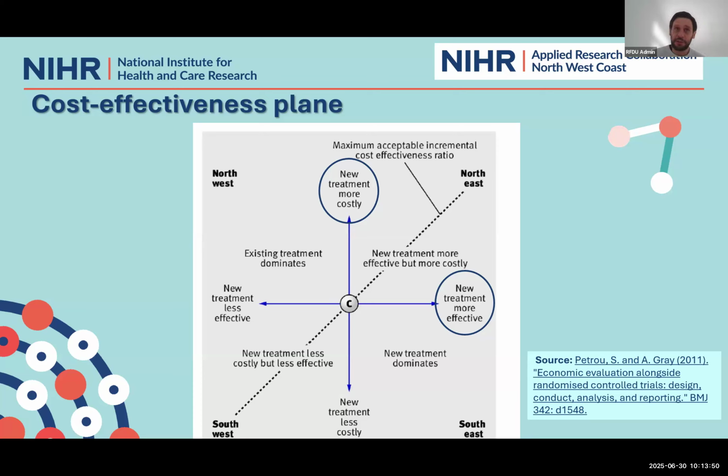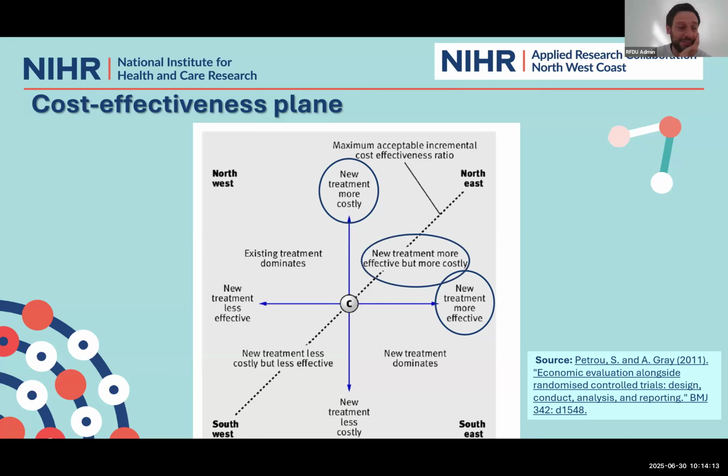That's something we will cover a bit more in depth in session 5. We need to think about this threshold we have in mind in order to understand whether we could implement the new treatment. And when I talk about threshold, it is exactly this: the willingness to pay to get an additional unit of health outcome.